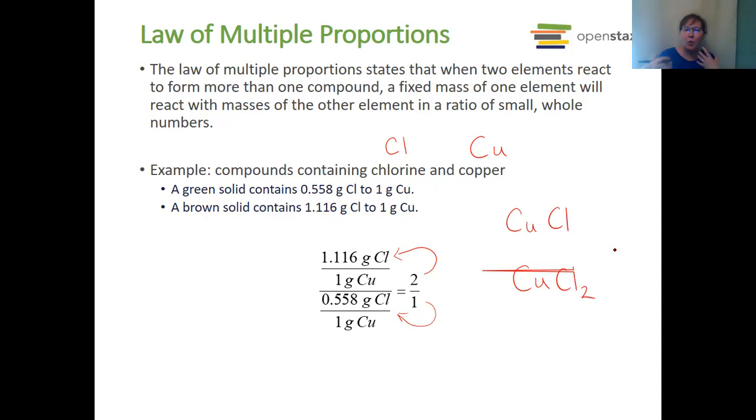And you can do that for anything that you have. So let's take a look here. Let's say that we have water, H2O, and we have hydrogen peroxide, H2O2. In this one, we have 2 hydrogens to 1 oxygen, and in this one, we have 2 hydrogens to 2 oxygens. And this second way is a way of looking at it, not with masses, but with a number of atoms instead.